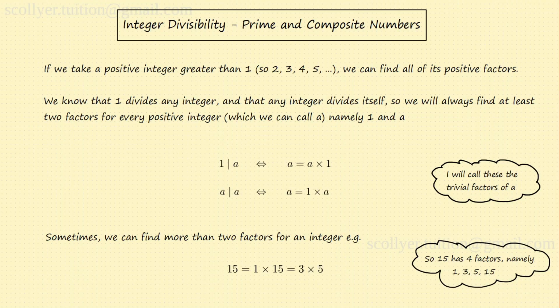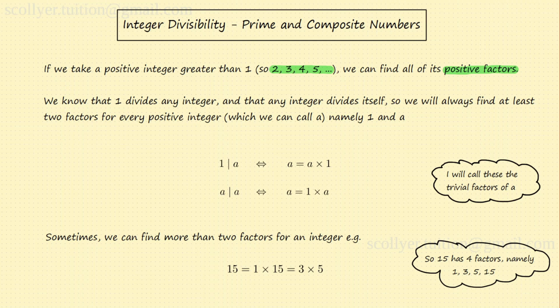Integer divisibility, prime and composite numbers. If we take a positive integer larger than 1, so 2, 3, 4, 5, and so on, we can find all of its positive factors by repeated trial division by integers smaller than itself.